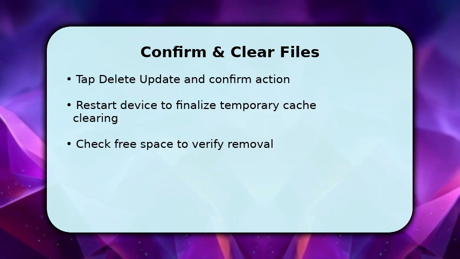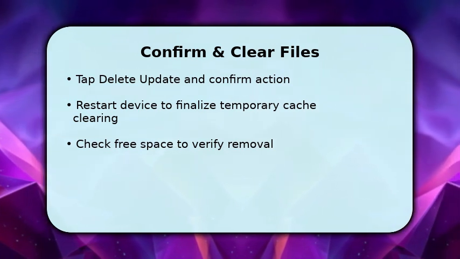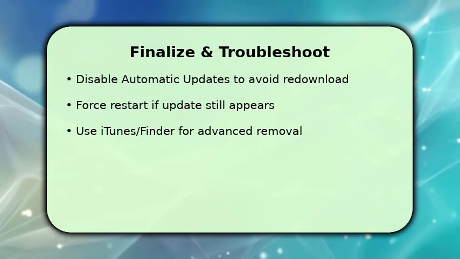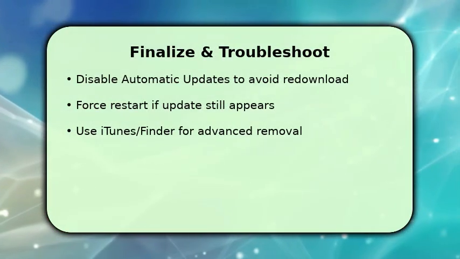Complete the process by disabling automatic updates so the installer won't be downloaded again. Go to Settings, General, Software Update, Automatic Updates and toggle it off.